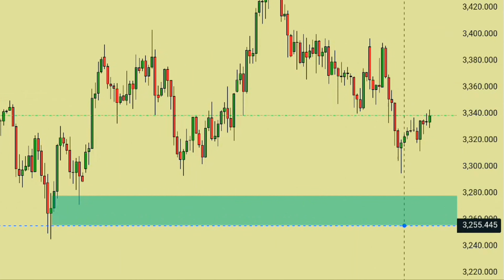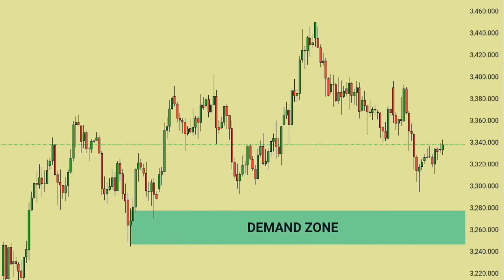First, let's identify this demand zone on the chart. A demand zone is an area where strong buying previously entered the market. It tells us that institutions or smart money placed large buy orders here. If you look carefully, price moved up very aggressively from this level before. That strong move is a clue that buyers were very active in this area.